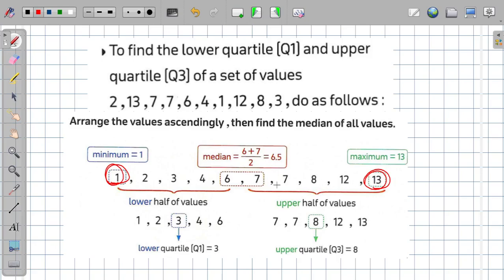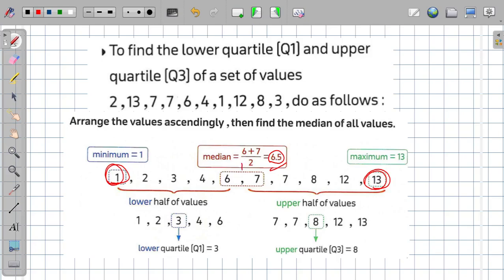So the number of values is even, so I will take the two numbers in the middle. I have 6 and 7. I will add them together, so it will be 6.5: 6 plus 7 over 2 equals 6.5. And this is the median.